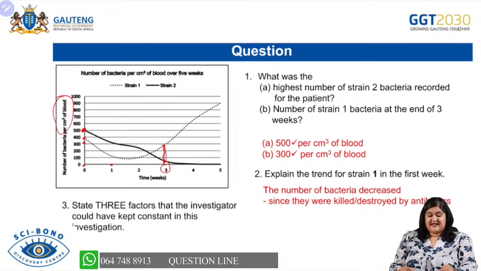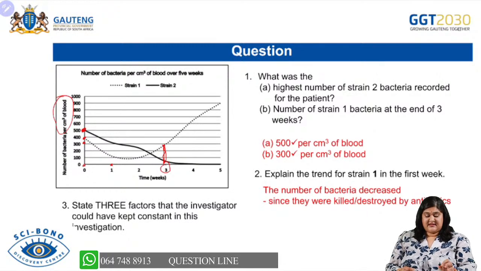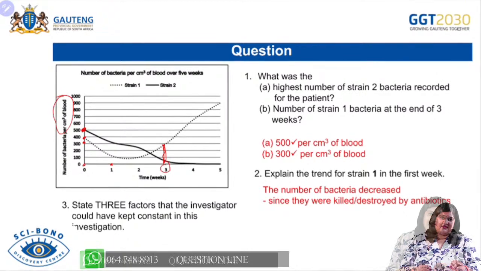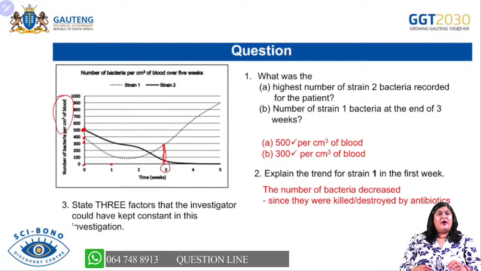State 3 factors that the investigator could have kept constant in this investigation. Constant factors need to be there to ensure validity of your investigation. What makes your investigation fair? What makes your investigation valid? That is what they are wanting you to say over here.